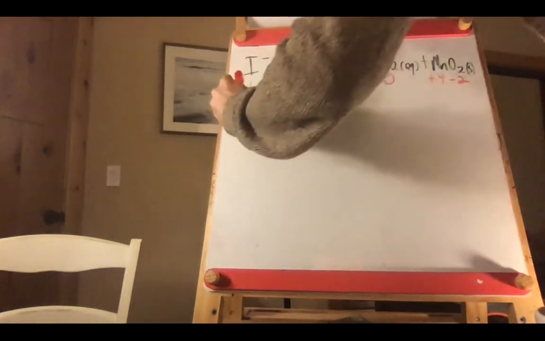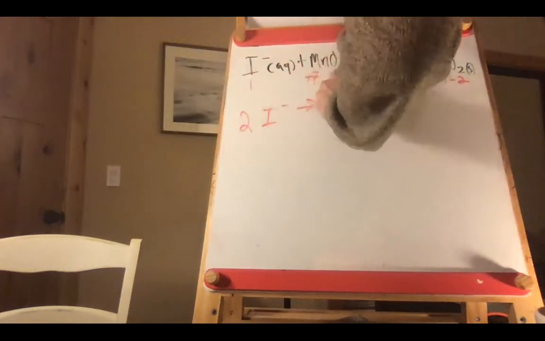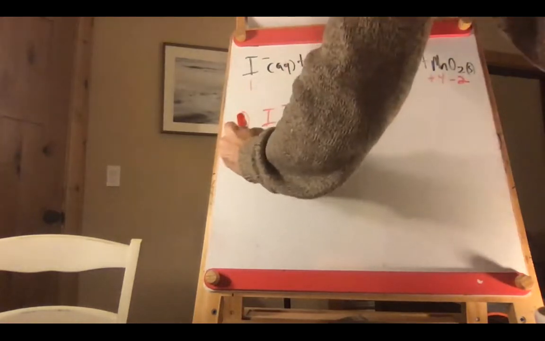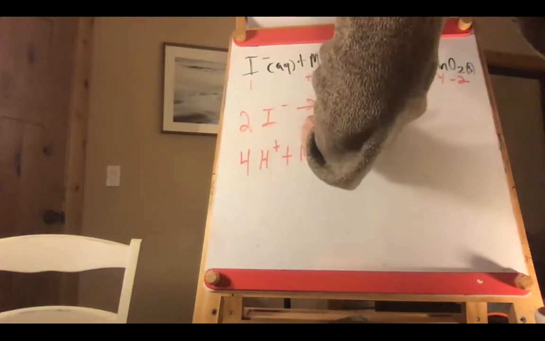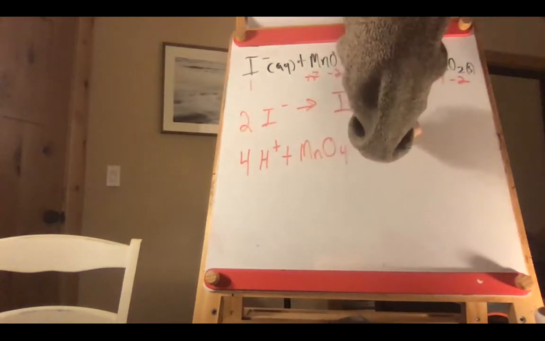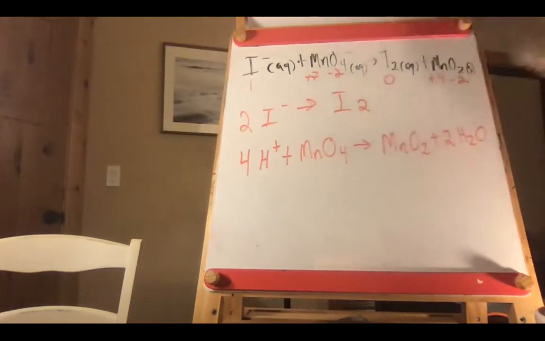That becomes 2I⁻ goes to I2, and then 4H⁺ goes to... okay, good so far. Now, these hydronium ions we're going to have to neutralize because this is a basic solution.